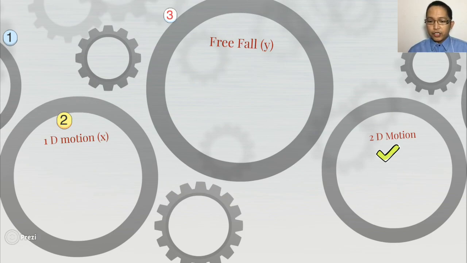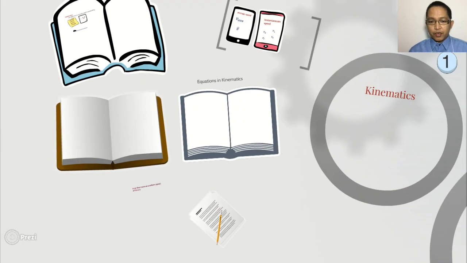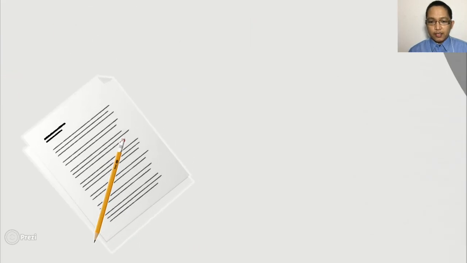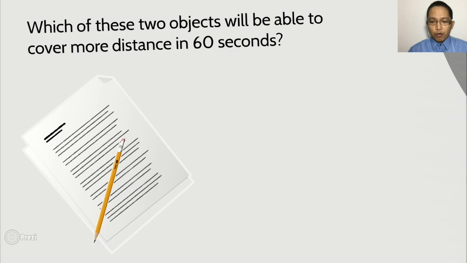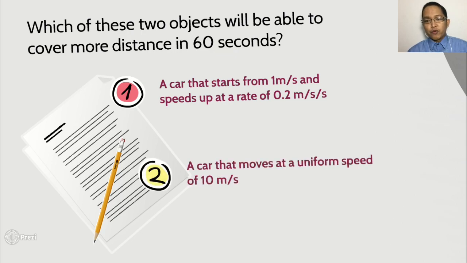I chopped this lesson into chunks of less than 10 minutes. This lesson is the first part, review of kinematics. Let us begin with a problem that is key in all succeeding analysis. Which of these two objects will be able to cover more distance in 60 seconds? A car that starts from 1 meter per second and speeds up at the rate of 0.2 meter per second squared, or a car that moves at a uniform speed of 10 meters per second.